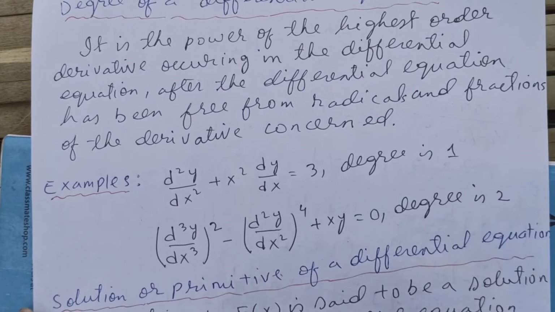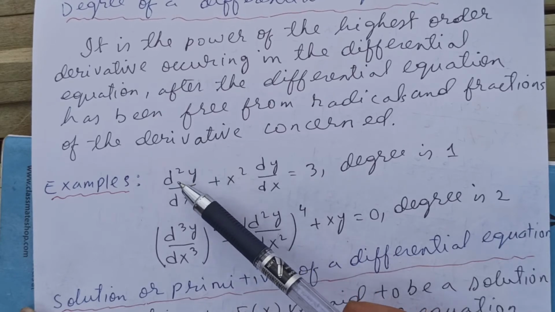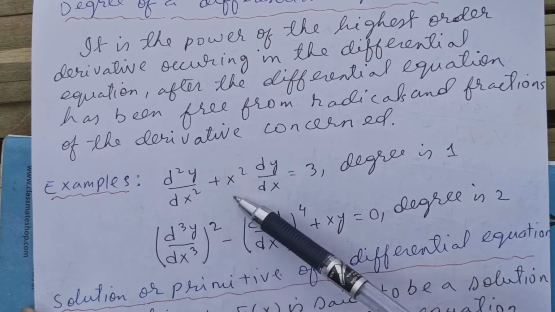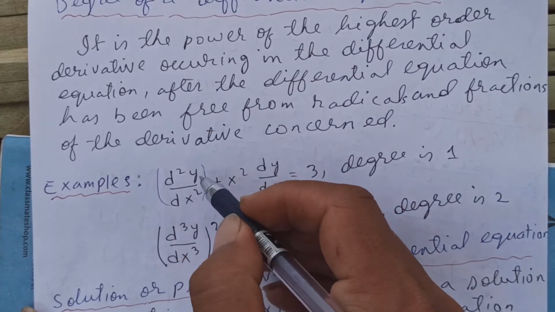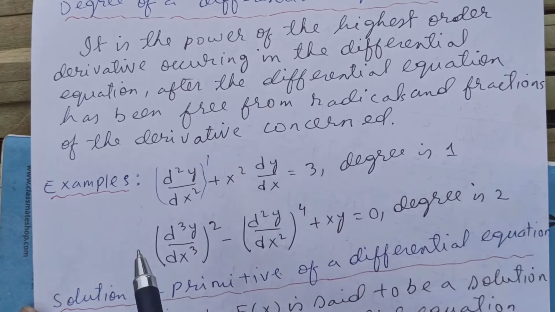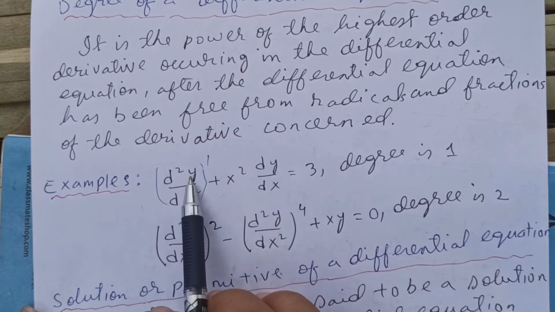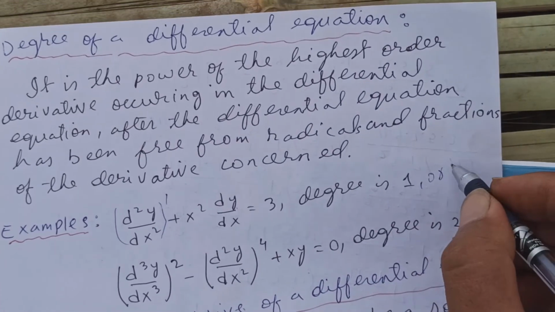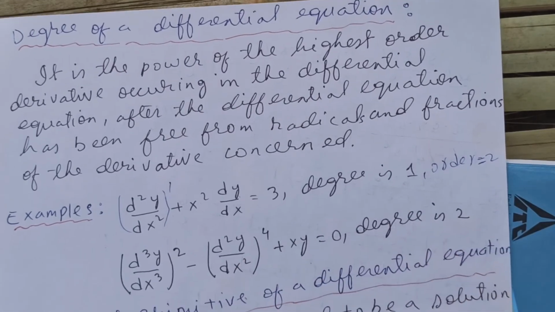Let's see an example: d^2y/dx^2 + x^2 dy/dx = 3. Here the highest derivative is this one, and its power is just 1. There's nothing else here, so the degree is 1. But if you talk about order, the order is the highest derivative, which is 2. Here you see the difference between order and degree. Here the order is 2.